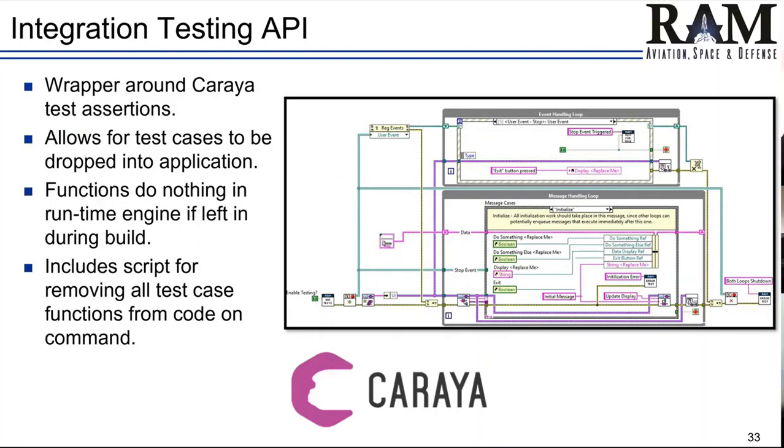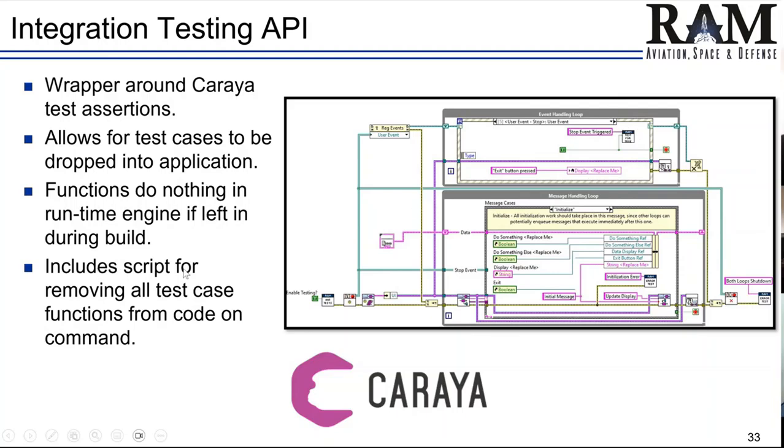It's really just a wrapper around JKI Caraya, which we use for all our unit testing. This is a way where you can drop these functions down into your top level VI to test the entire architecture, and you can enable and disable this from the start. They are also set up so there's a conditional disable structure in each function, so that if it gets left in your code and you build it, it's not going to do anything in your runtime engine in case you forgot to clear it up.